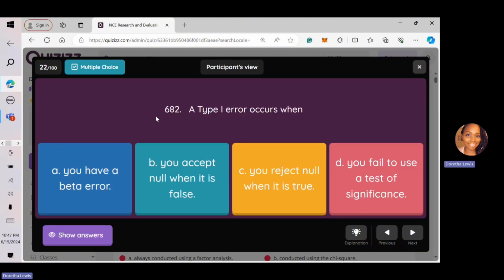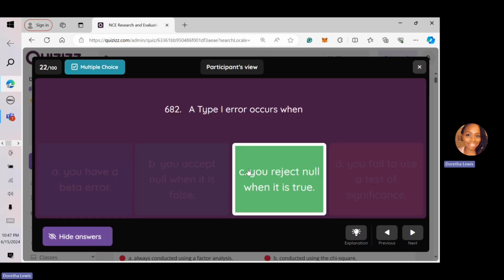Type 1 error occurs when you have a beta error. A, you accept the null when it's false, right? C, you reject the null when it's true. And D, you fail to use a test of significance. So remember, we said type 1 is a false positive, right? So if it's a false positive, I'm going to be rejecting the null when it's true. I'm going to reject the null because there is a level of significance when there isn't, right?